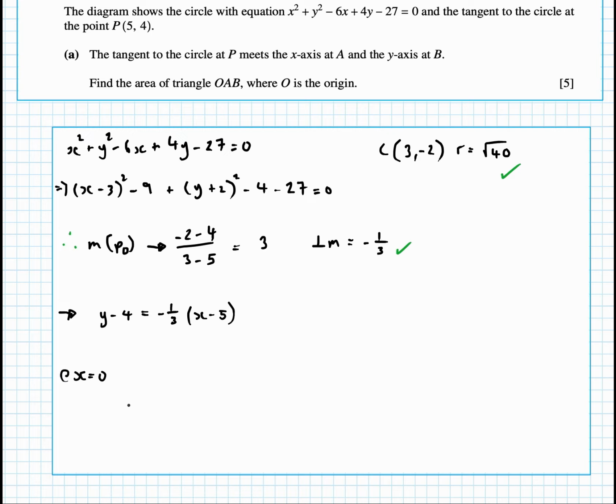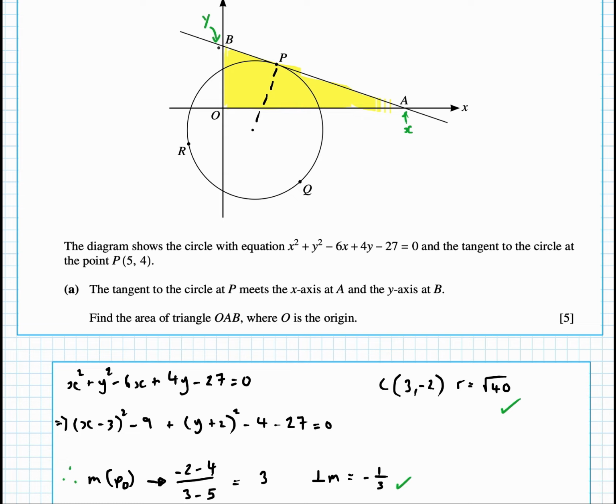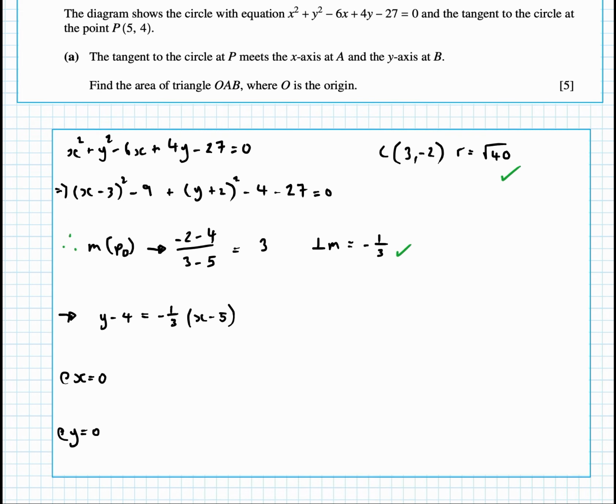And we want to find out where x is equal to 0 and where y is equal to 0. So where x is equal to 0, we find B, or at least one value, the y value. So for x equals 0, y minus 4 equals 5 over 3, so y will be equal to 5 over 3 plus 4, which is 17 over 3. And for A, 0 minus 4 is equal to minus 1/3 x plus 5 over 3. So minus 1/3 x is equal to minus 17 over 3. So x is equal to 17.